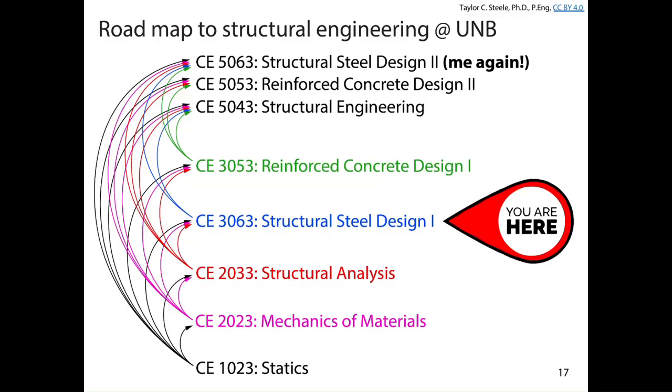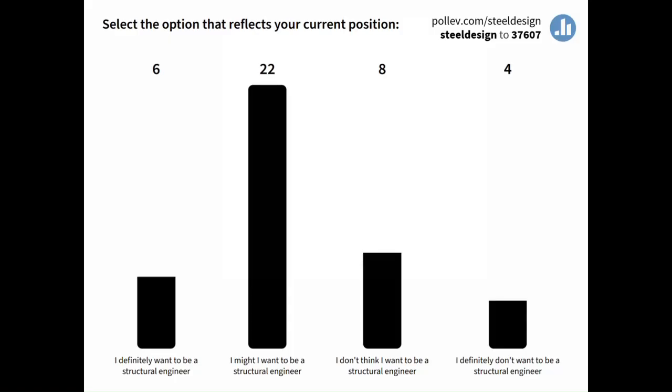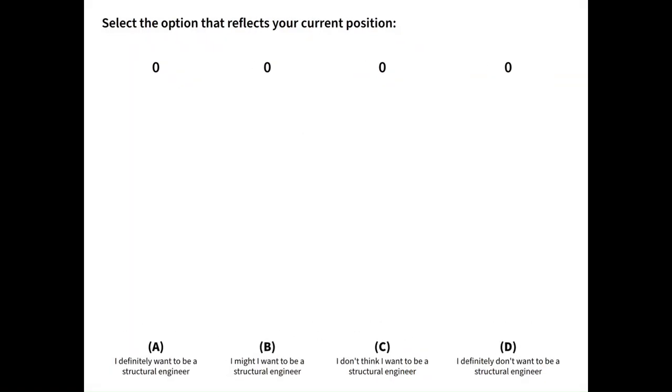At the start of the class, and I don't think we have the same 40 people here today. Oh, we're getting close, I guess, compared to previous days, but I asked the question, which best reflects your current position? And there was the answer, I definitely want to be a structural engineer, maybe I want to be, I don't think I want to be, and I definitely don't want to be. And so this is a screenshot of that actual slide from day 1. And so I'll ask the question again, just to kind of see how things have potentially shifted.